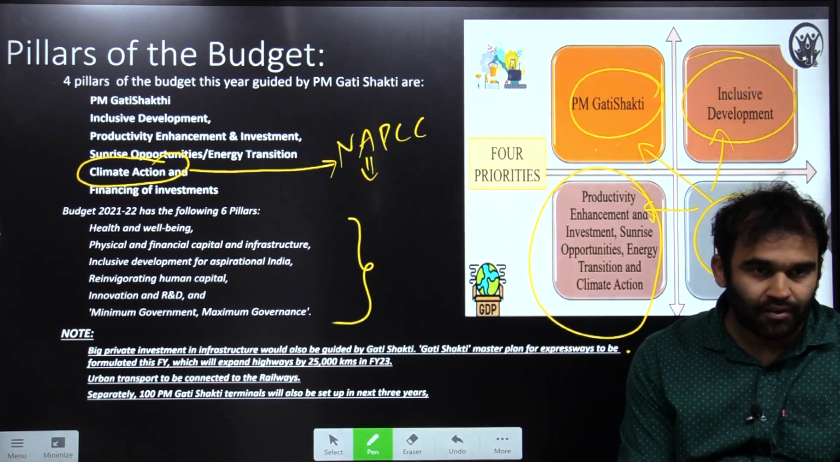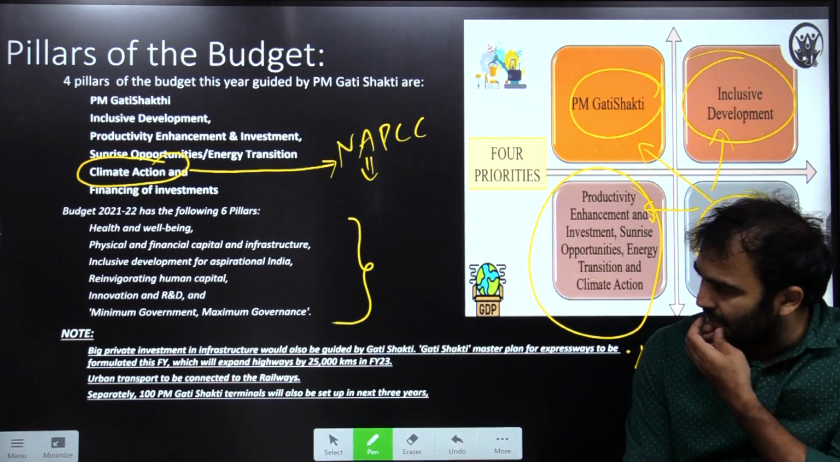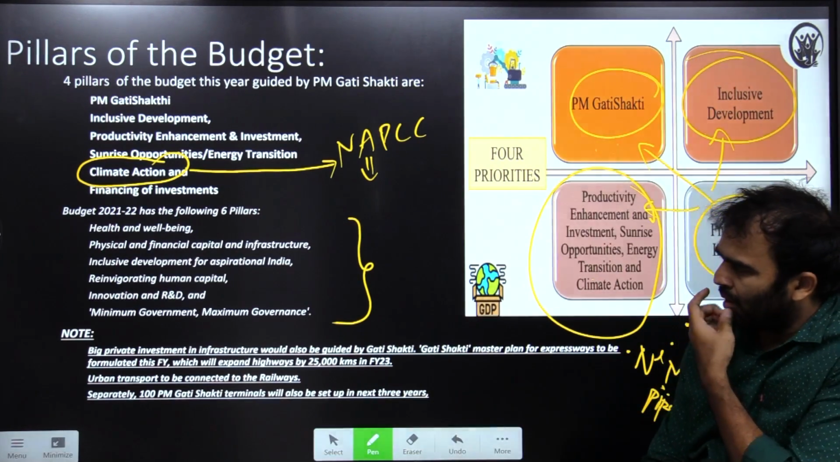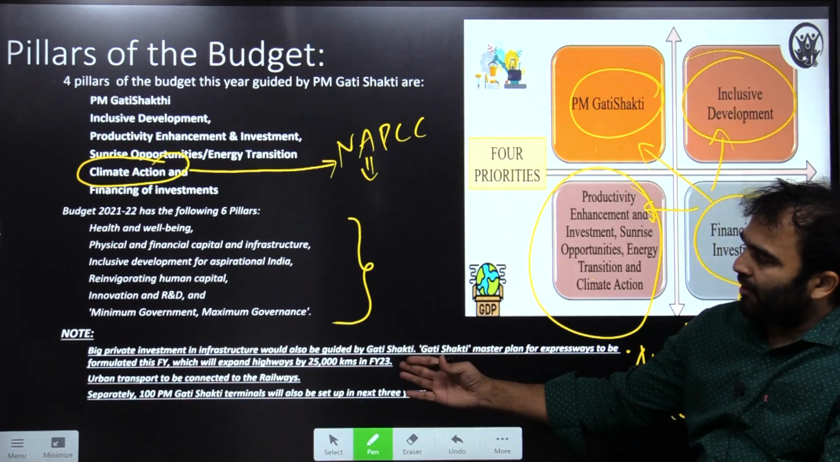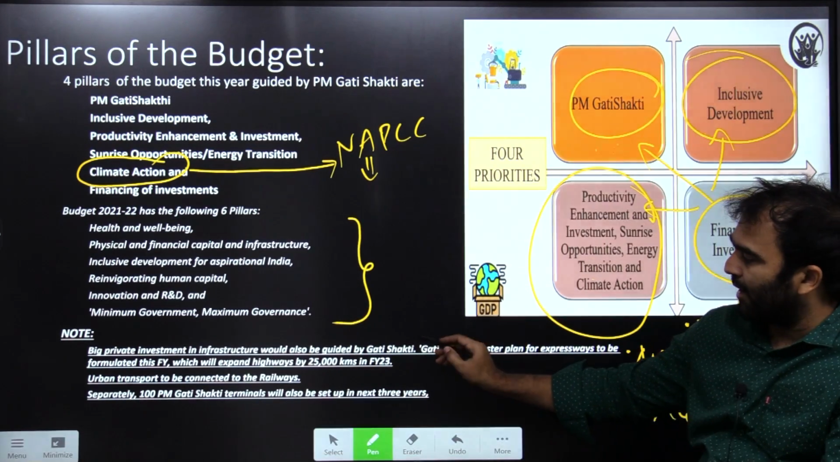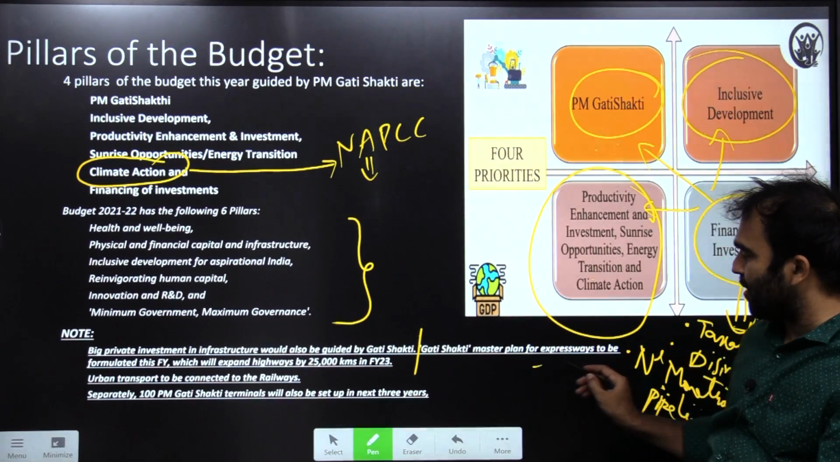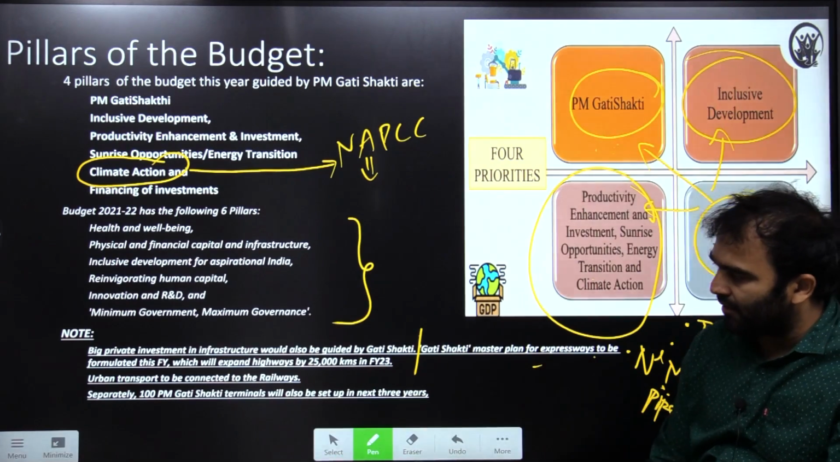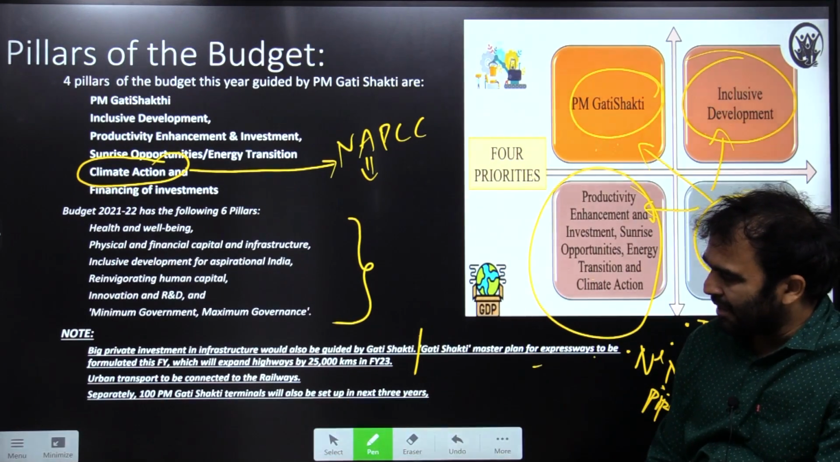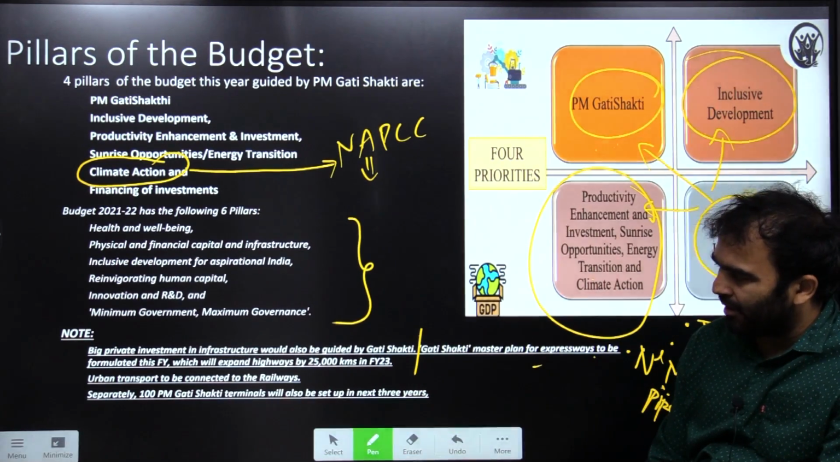So it's the theme of the government. Infrastructure is the theme of the government. So big private investment in infrastructure would also be guided by Gati Shakti. Gati Shakti master plan for expressways to be formulated in this financial year. That's what the government has said. Then urban transport is to be corrected to railways.